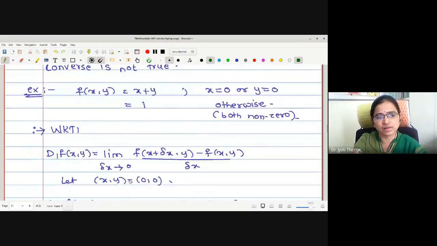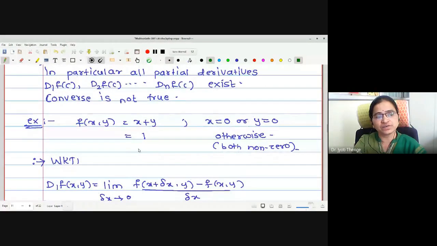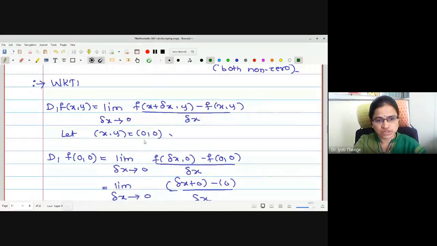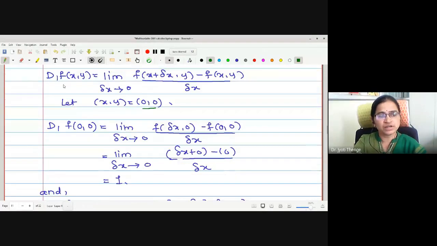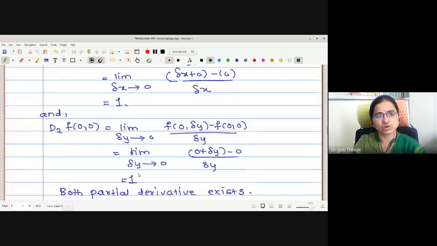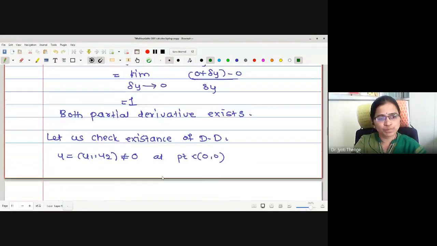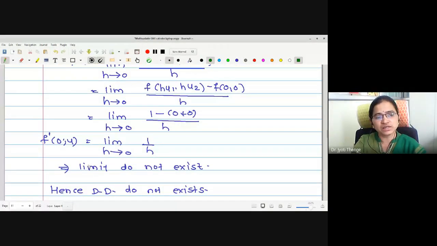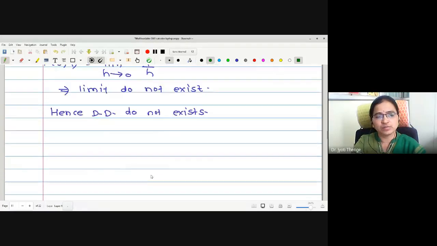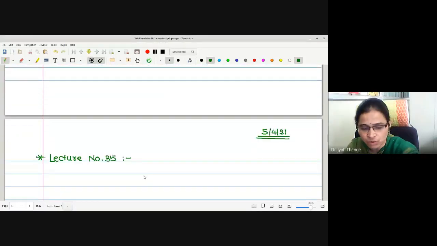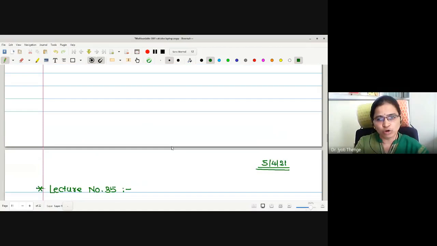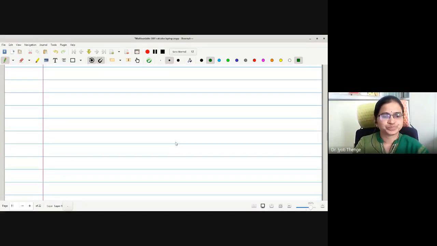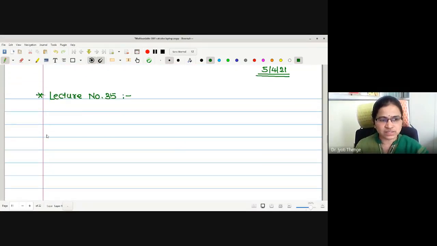For this, we have taken one example. The partial derivatives we checked at the origin, that is 0, 0. The partial derivative d1 of f, that is xy, at the point 0, 0 is 1, and d2 of f at the point 0, 0 is 1, meaning both partial derivatives exist. We checked at the same point the directional derivative, but here we can observe that the limit does not exist, hence the directional derivative does not exist. I hope there is no problem up to this point. Okay, let me move to the next relation.